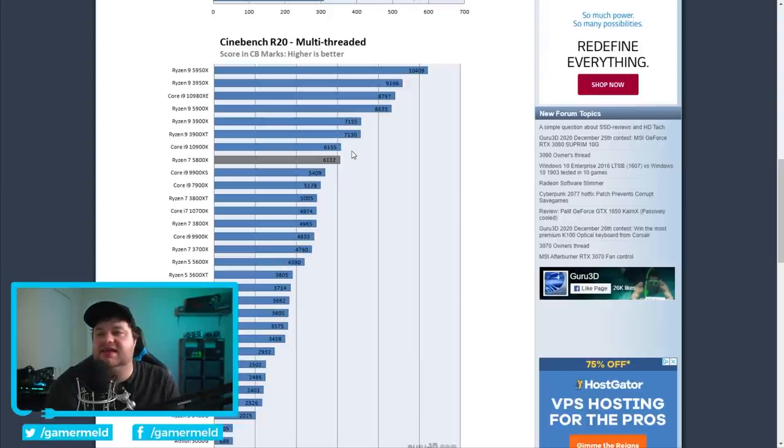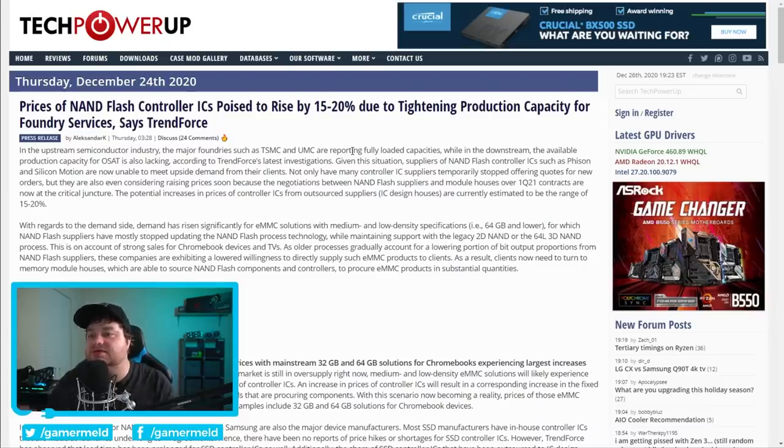And next up for today, things are not looking good, at least when it comes to hardware prices next year. As you can see, major foundries like TSMC and UMC are reporting that their capacities are fully loaded. Not only that, but NAND flash controller ICs like Silicon Motion and Phison are now unable to meet upside demand from their clients. And because Q1 2021 contracts are right around the corner, they are thinking about raising prices, estimated to be in the range of 15 to 20%. And obviously that means that it is going to affect NAND flash components, so expect some potential price increases there.